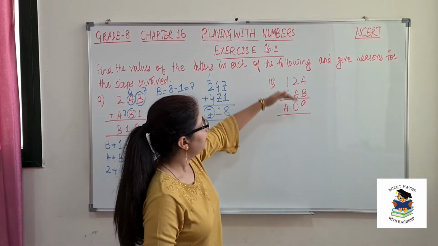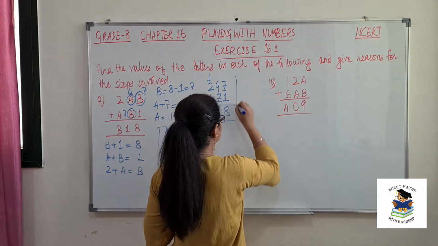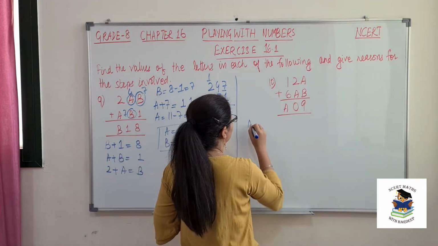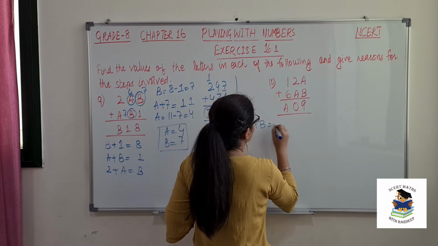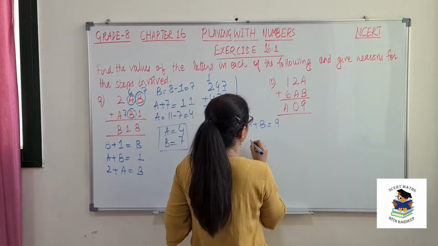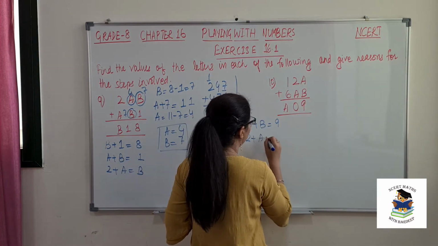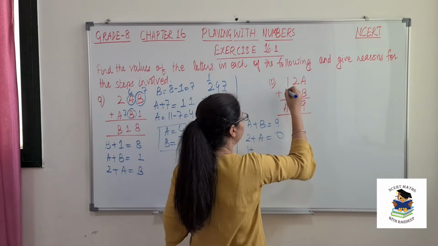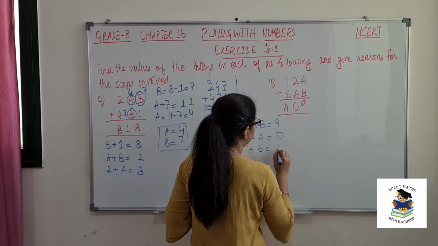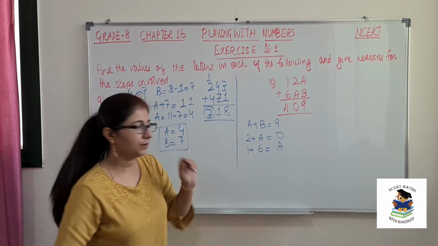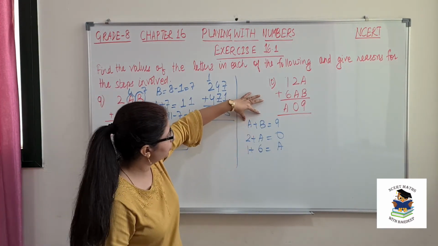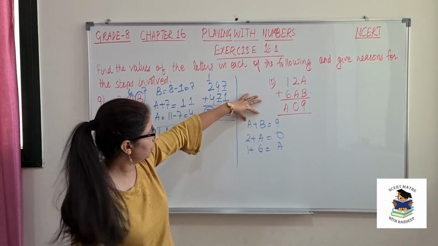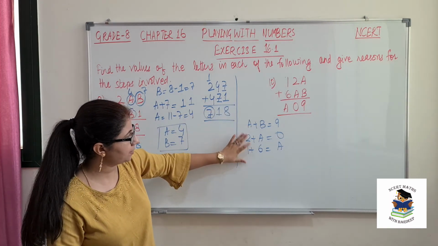This is A plus B should be equal to 9. 2 plus A should be equal to 0 and 1 plus 6 should be equal to A. Okay. Since this has two different letters, so we will not solve this. We can start with this or this.